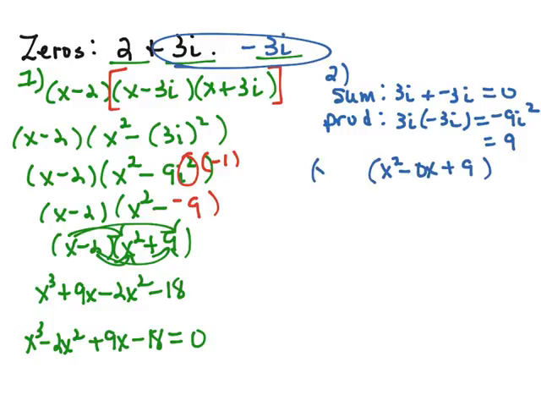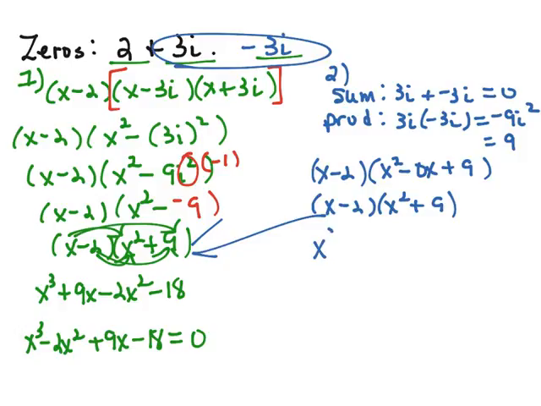And then I know that 2 comes from the factor x minus 2. So I end up with x minus 2 times x squared plus 9, which is the same thing we had a moment ago. And when we multiply this together, we end up with x cubed minus 2x squared plus 9x minus 18 equals 0. So using the sum and product to write your quadratic equation is a nice, easy way to do that. Or you can always write the factors, multiply the factors together to come up with your equation.